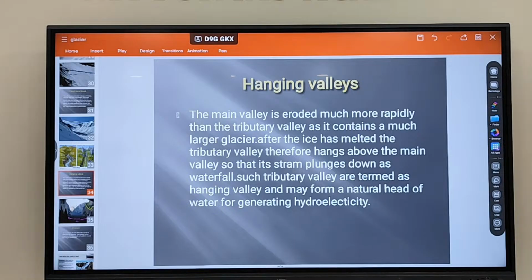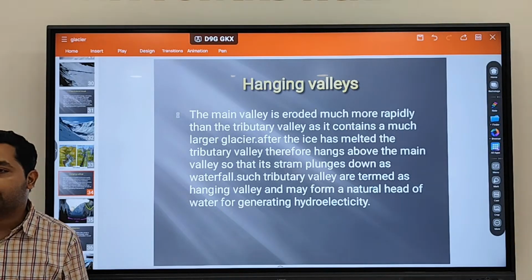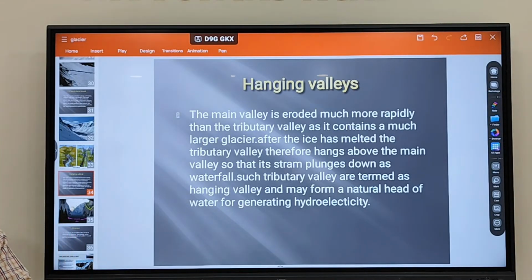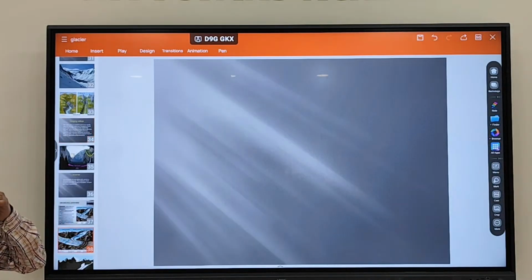The last feature is moraines. Moraines are both a highland feature and a lowland feature. Moraines are categorized as both. Some moraines are found in the highland, and some moraines are also found in the lowland. Clear? What is a moraine? Now this is your moraines.